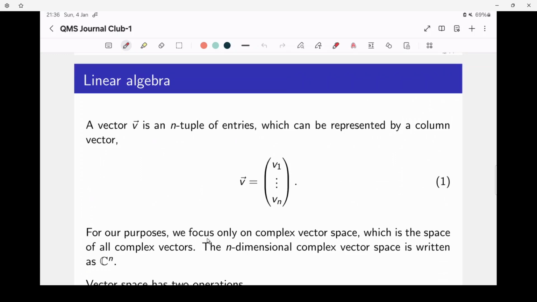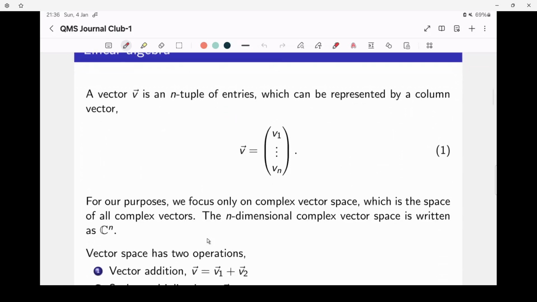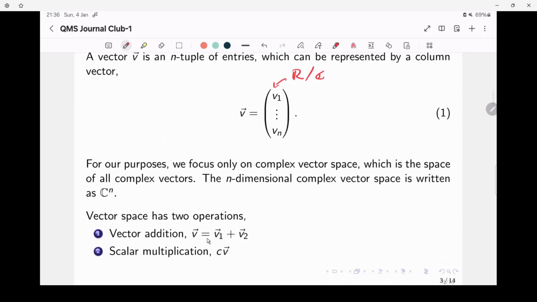So the first thing we need to know is basically what is a vector. You can consider a vector as an n-tuple of entries, which can be represented as a column vector. Right now, I did not specify what each entry is. It can be a real number or a complex number, but for our purposes, we only focus on complex vector space. So this is a space of all complex vectors.